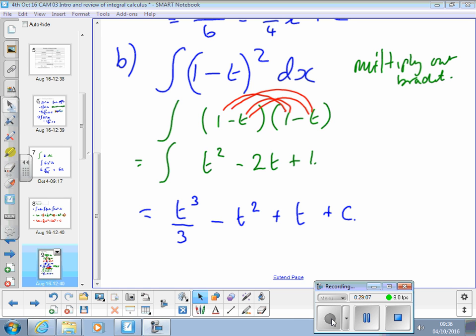So again, that's looking for ways to turn this into something that looks like one of the options in our table of standard integrals, so we can actually integrate it. Everybody happy with that? Please shout if not.